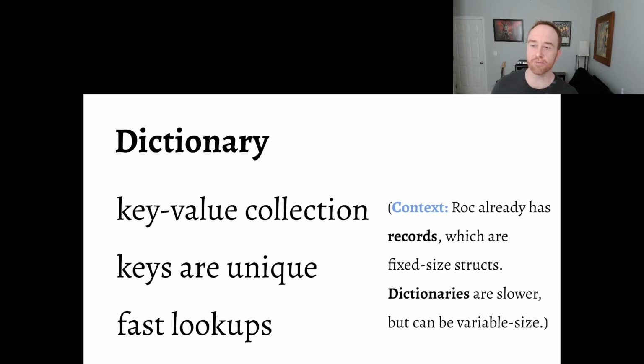For a little bit of context, Roc already has a feature called records, which are fixed size structures, more like C structs, if you're familiar with those. Dictionaries are definitely slower than records, but they can be variable size. So when I say it's a key value collection, I mean not a fixed size collection. I mean one where you can do insertions and removals on the fly.